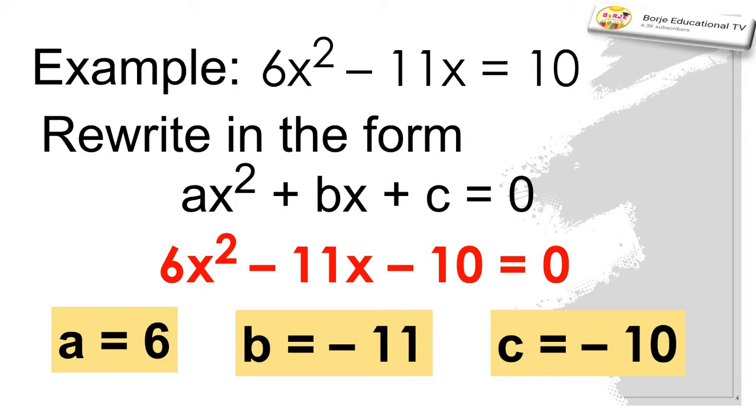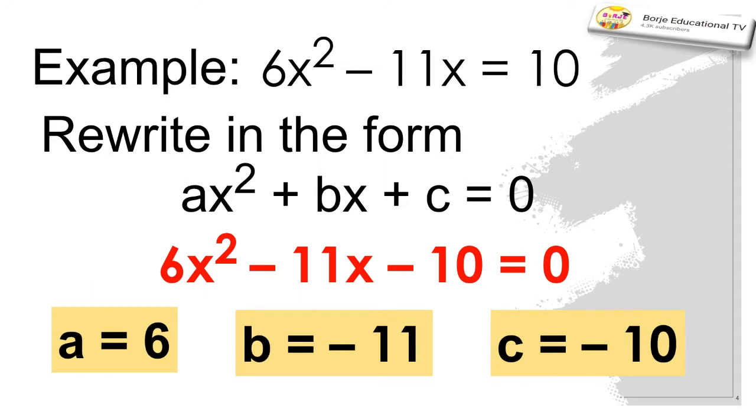So the first thing that we're going to do is write it in the form ax squared plus bx plus c is equal to 0 by transposing 10 to the left side of the equation. So the equation becomes 6x squared minus 11x minus 10 is equal to 0. And then identify the values of a, b, and c.